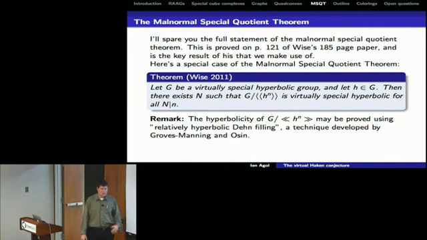So, say you take a surface and a curve on the surface. This is saying that if I kill a high power of that curve, some multiple of some number N, then that will be a virtually special hyperbolic group. The hyperbolicity of this quotient goes back to Gromov's paper.